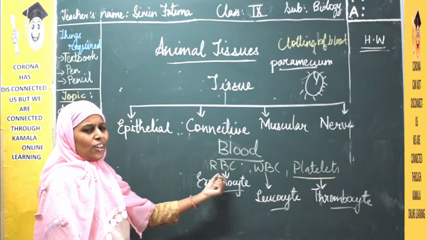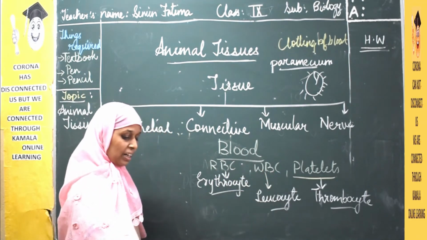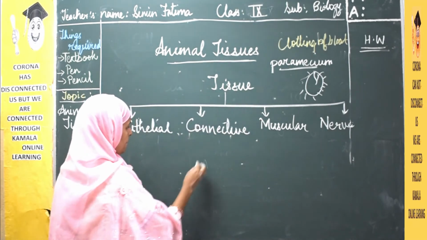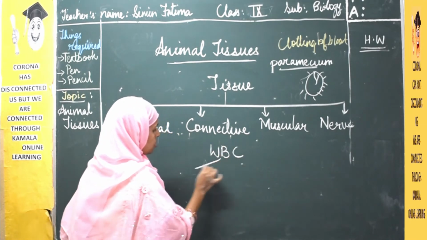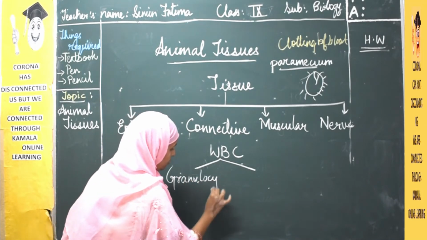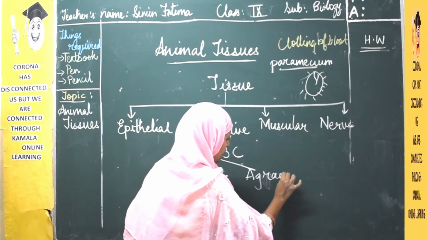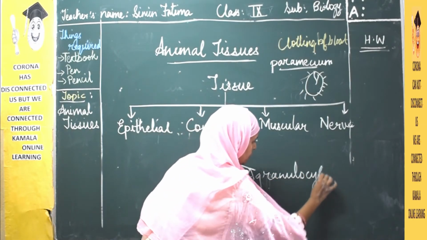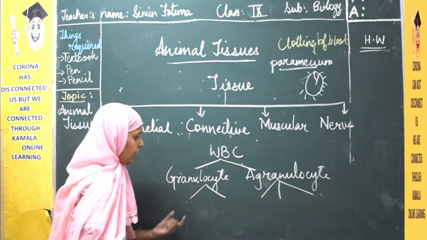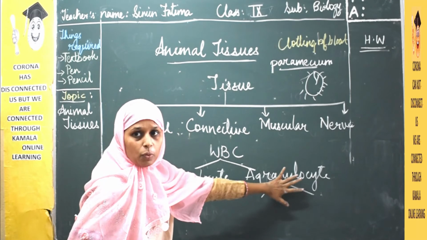Now, among all these 3, RBC does not have any specific types, but WBC is again divided into 2 types. So we will be reading about WBC first in detail. WBC is of 2 types, granulocyte and agranulocyte. Again, this is of 2 types and this is of 3 types. We will do this in detail in the next class, not now, because we have to read this in specific detail with the functions.